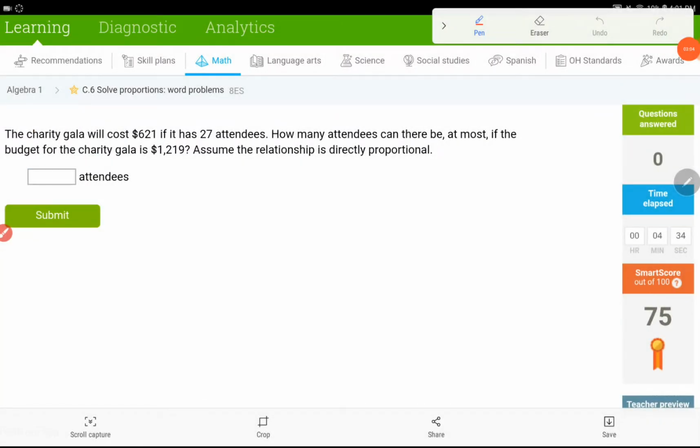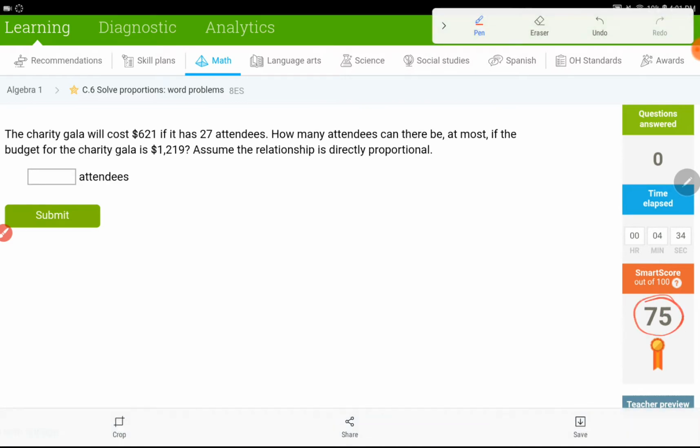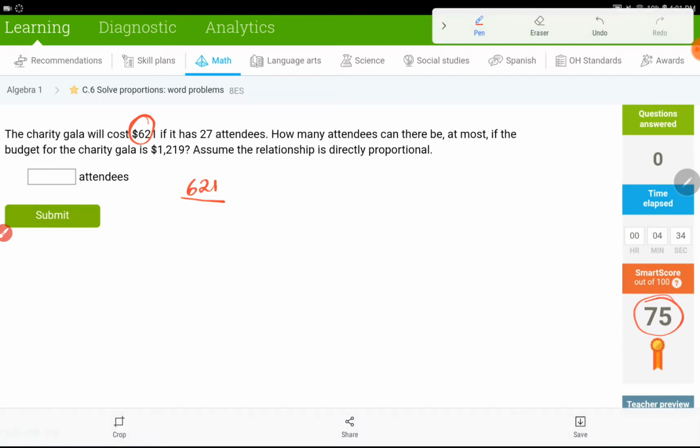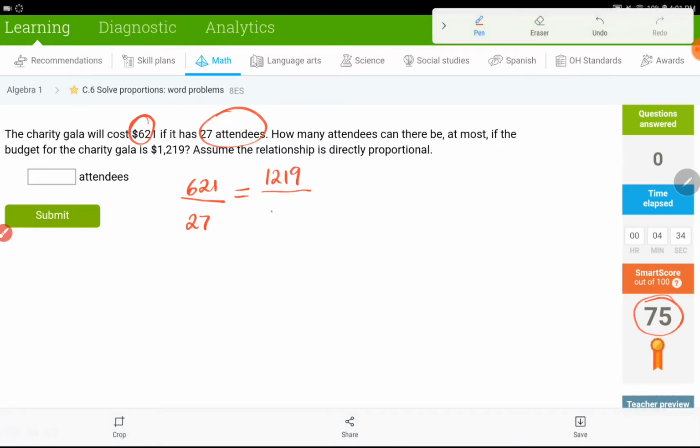Okay, here is the last question. Once you reach 75 points, you're going to have a similar question to this one. So we have $621. It's like term. Let's change the method this time. We have 27 people for $621. The next amount of money is $12.19. We are trying to figure out how many attendees there are going to be.